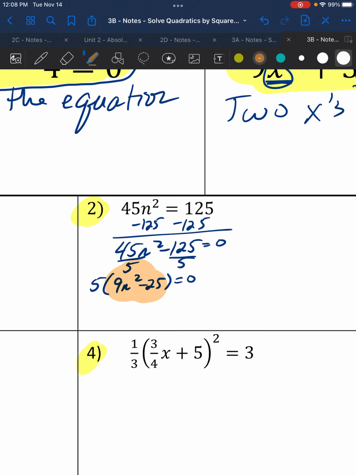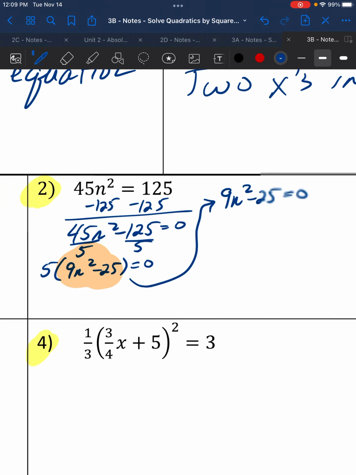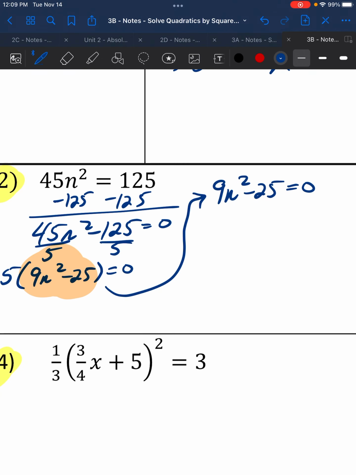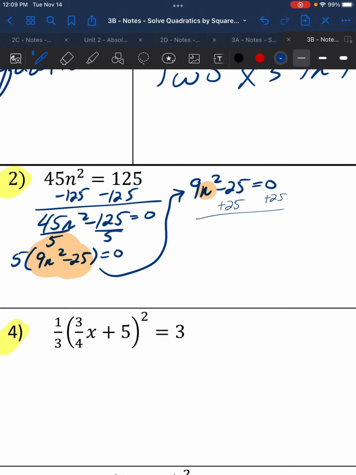You have 9n squared. This is where both of our solutions are going to be found, in the factor 9n squared minus 25. So I'm going to rewrite 9n squared minus 25. We're going to set that equal to 0, so that's one of our factors, and both of our solutions will be found there. So now I can add 25. Because I glossed over it again, but we only have the n, this is the only n in the problem, so we can solve for it.